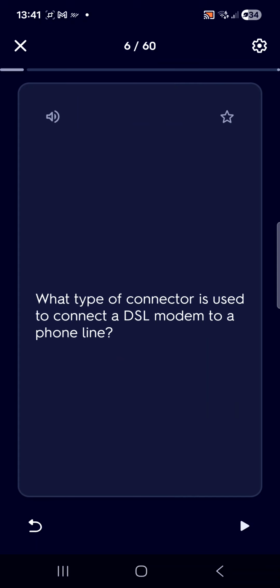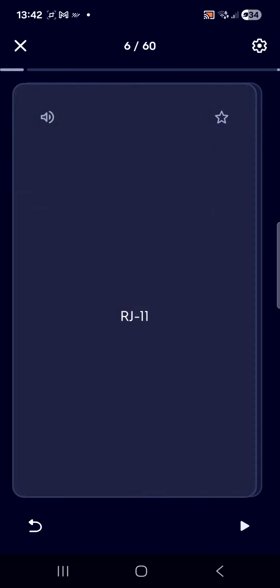What type of connector is used to connect the DSL modem to the phone line? Wait, let's start with what is DSL? Digital subscriber line. Okay. What type of connector is used to connect a DSL modem to a phone line? RJ11.